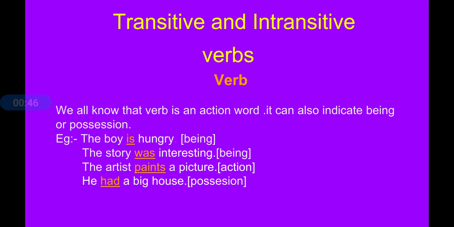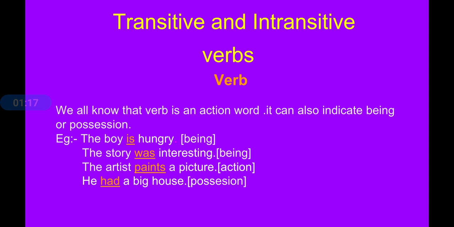The boy is hungry. His state, the state of the boy, is being described here. So, a verb can describe being also. That means the state in which the subject is. The story was interesting. Here also, the verb is describing being, that means state. The artist paints a picture. Here, it is indicating action.